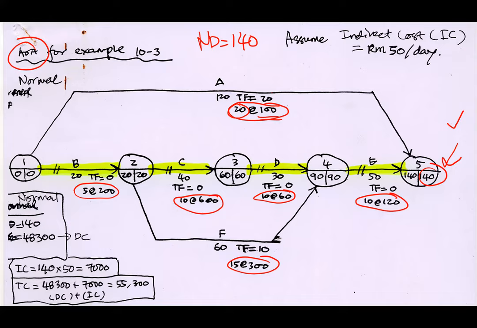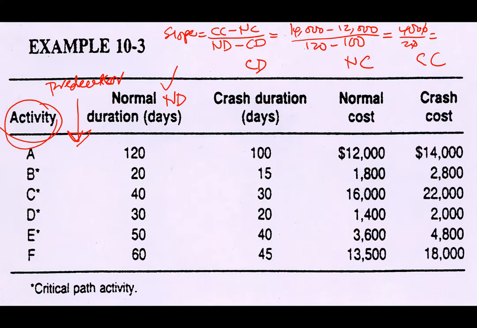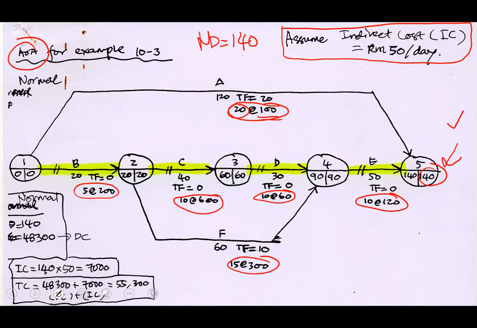Now, there is a twist in this question. The cost given is only, we assume, direct cost. This cost is basically direct cost. The indirect cost is given as a rate, let's say 50 ringgit per day. So it depends very much on the duration of your entire project. When you add up indirect cost plus direct cost, then only you will know the total cost.